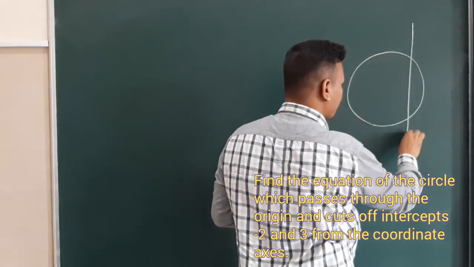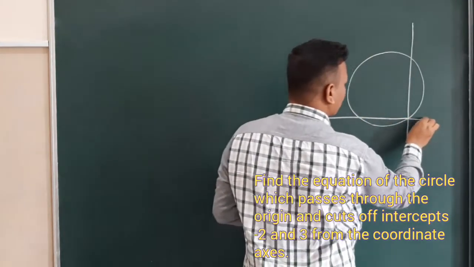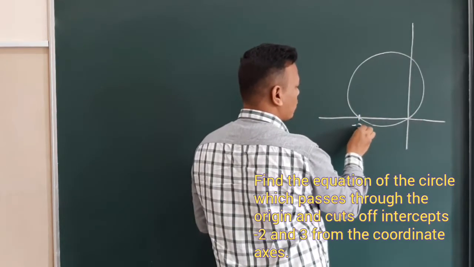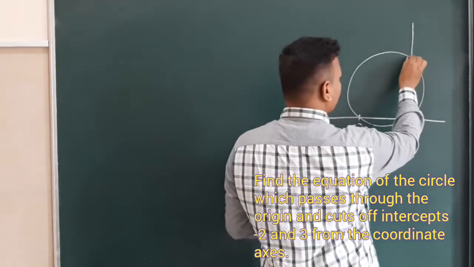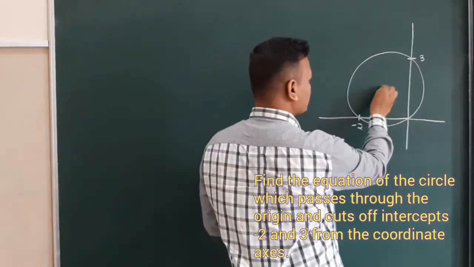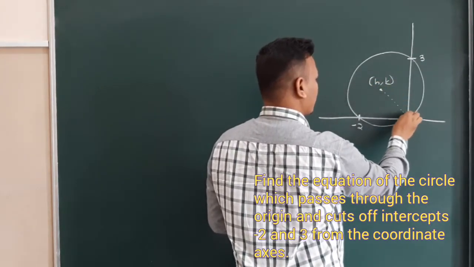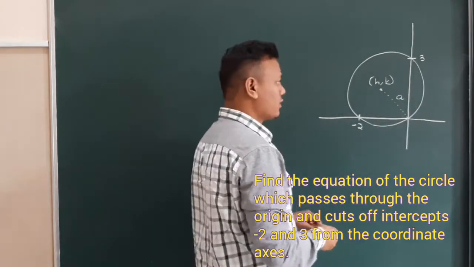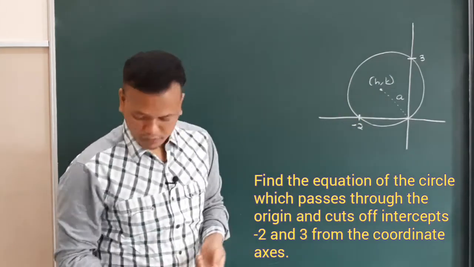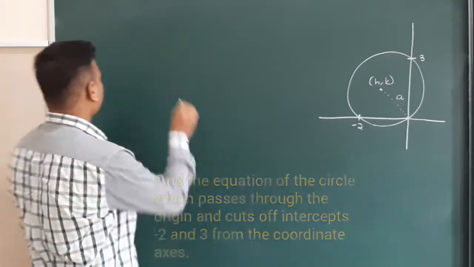See here very carefully. This is my diagram. The circle is passing through the origin, and this is your x-intercept, which equals minus 2. And the y-intercept is how much? It is exactly equal to 3. We don't know what the center is, so let me call the center h comma k and the radius a. Now let us see how to obtain the equation of this circle. Let the equation be, let me write.